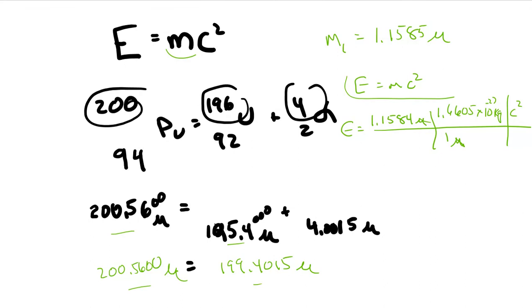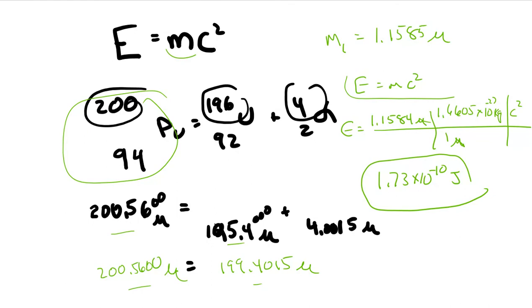Works out to be 1.73 times 10 to the negative 10 joules of energy. So during this process where this breaks apart into these two pieces, this is how much energy is created.